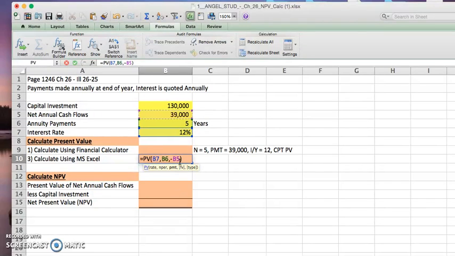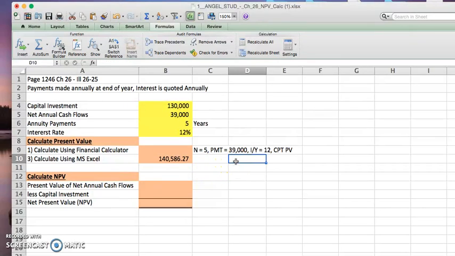So if I invest 130 grand, I get 39 grand back for 5 years. This is the present value of those 39,000 payments coming back to me each year for 5 years. And it's worth 140. Earlier we just said the cash payback was 39 times 5, so my cash was 195,000. So if I took the 130,000 and divided it by 39,000, in 3.33 years, I'd get my cash payback.